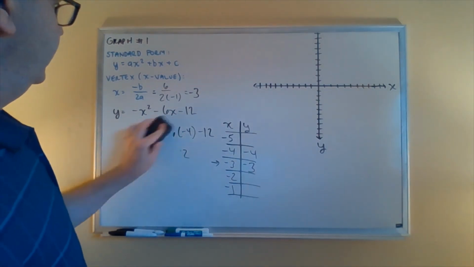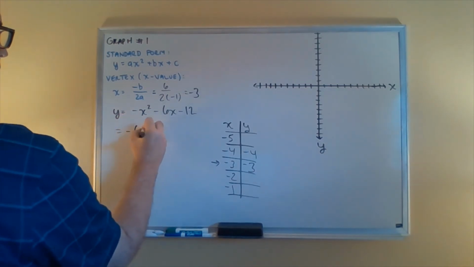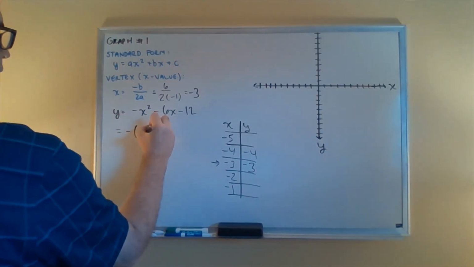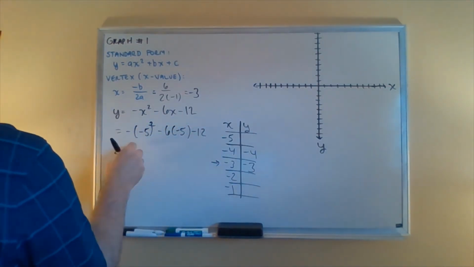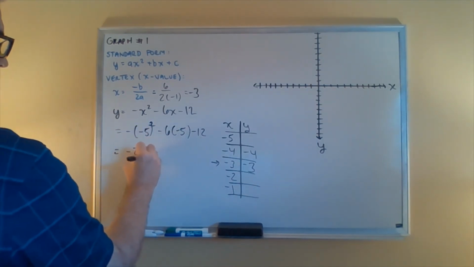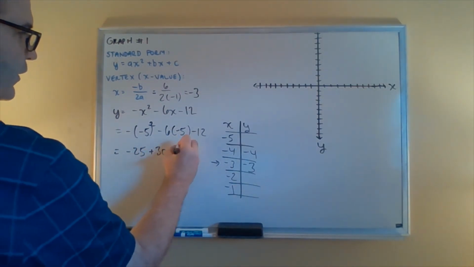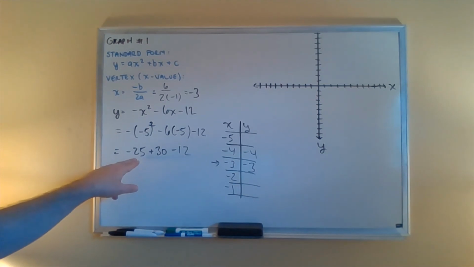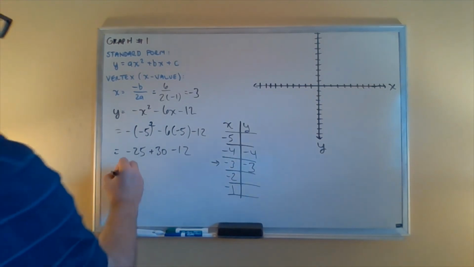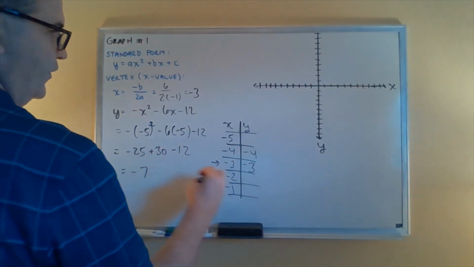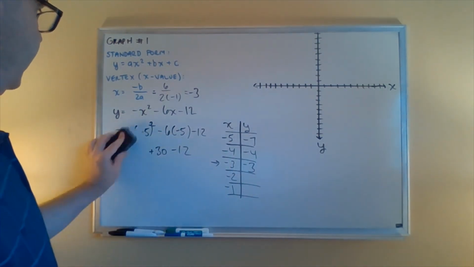Let's plug in negative 5 and see what we get. We're going to have the opposite of negative 5 squared minus 6 times negative 5 minus 12. So negative 5 squared is 25. We'll take the opposite of that, negative 25. Negative 6 times negative 5 is a positive 30. Finally, our constant at the end, minus 12. So we're going to have negative 25 plus 30. That's going to give us a positive 5. 5 minus 12 equals negative 7. So when x is negative 5, y is negative 7. Now we just have to plug in negative 2 and negative 1.